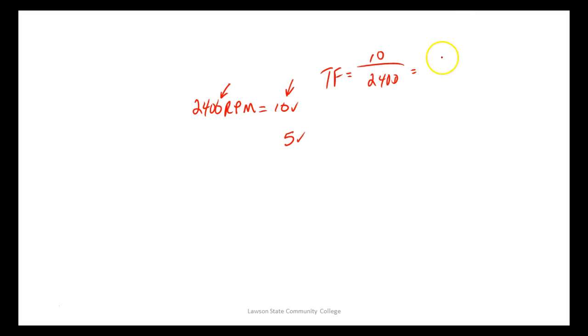What's that? We need to not round it. Is it exactly 4? 4.16. Yeah, you need to take this out because this is going to be how accurate you are, right?